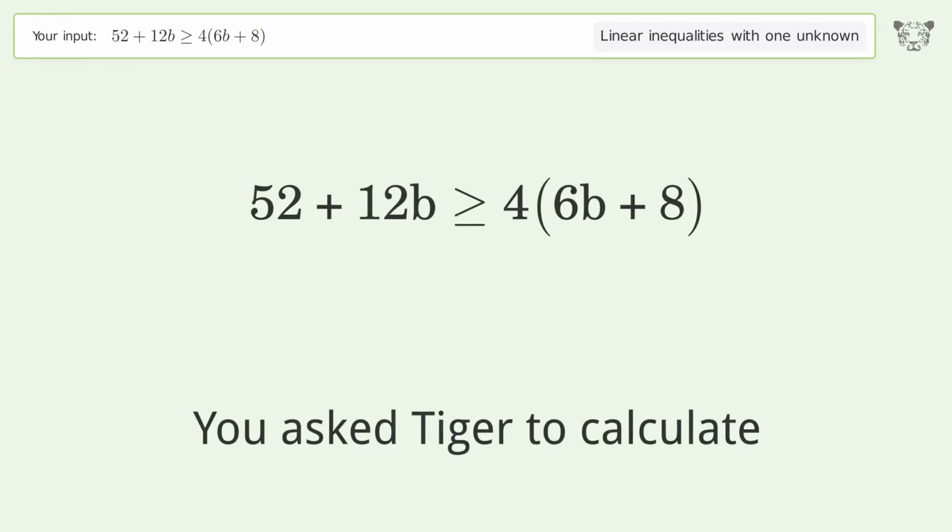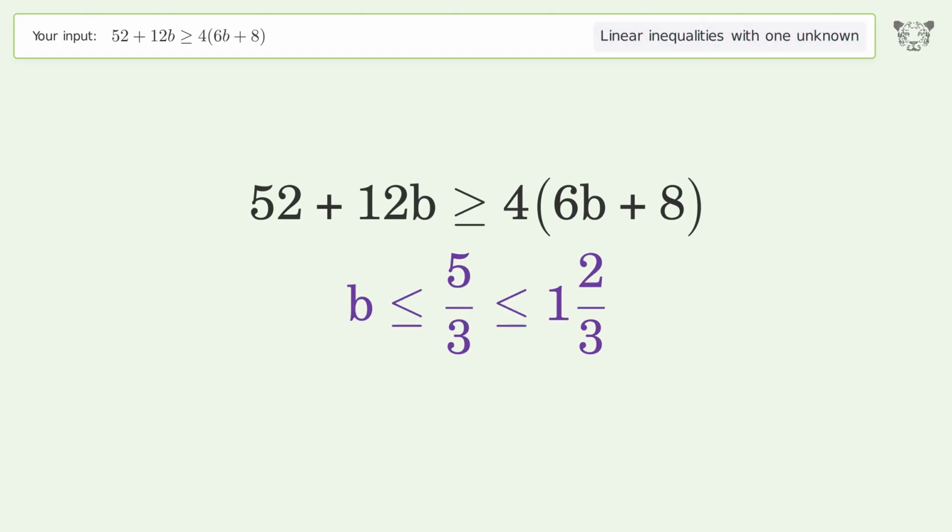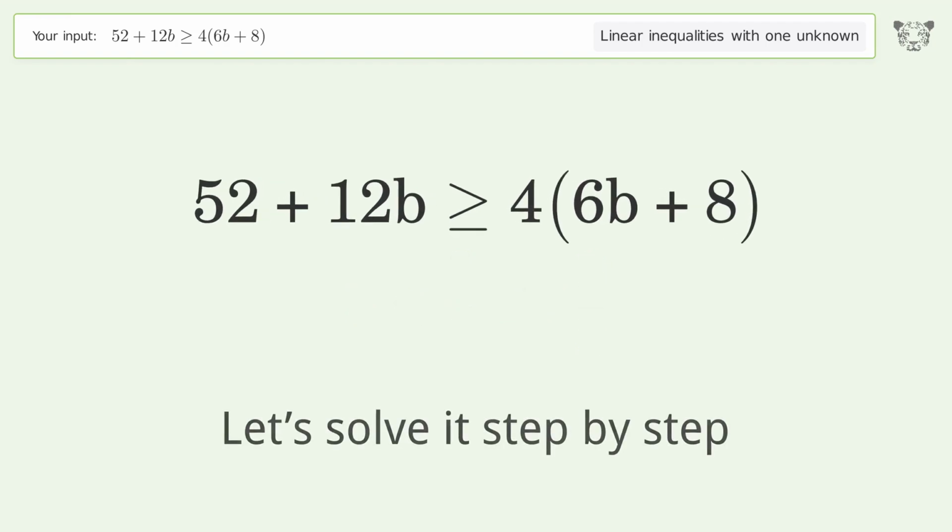You ask Tiger to calculate. This deals with linear inequalities with one unknown. The final result is b equal or smaller than 5/3 equal or smaller than 12/3. Let's solve it step by step.